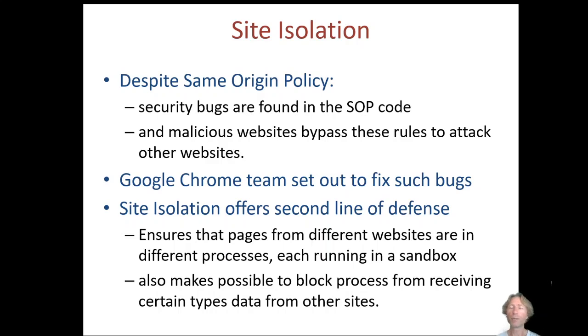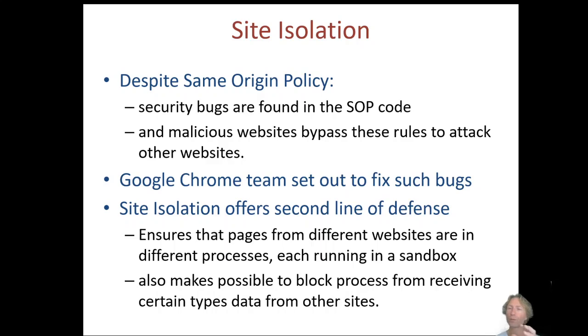So what you can do as an attacker is try to bypass these same origin policies to still attack other websites. To prevent this, the Google Chrome team set out on a very ambitious project to make this much harder. This is known as site isolation. It ensures that all the pages, all the frames from different websites are rendered in different processes. So you no longer have this shared process where a number of different frames run at the same time, and everything is isolated in a separate process.